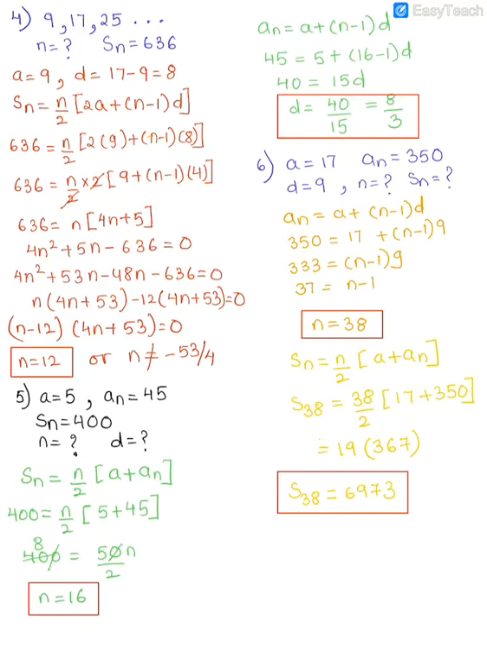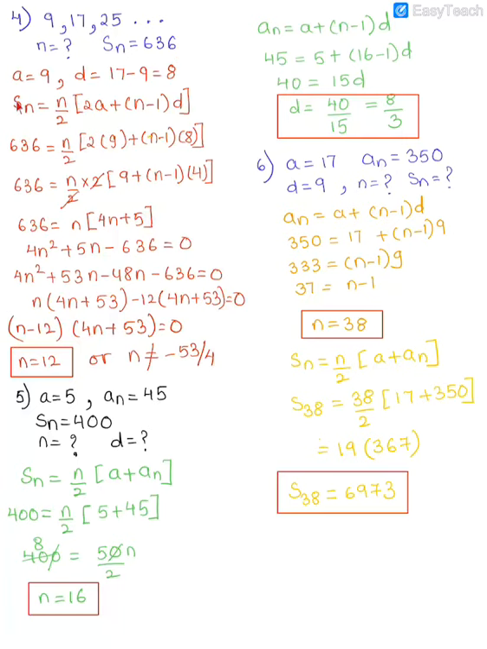The fourth one of 5.3, and you are asked n given Sn. This is the given series. So here, write down the data first. A is 9, D is 17 minus 9, which is equal to 8. Sn is equal to 636.